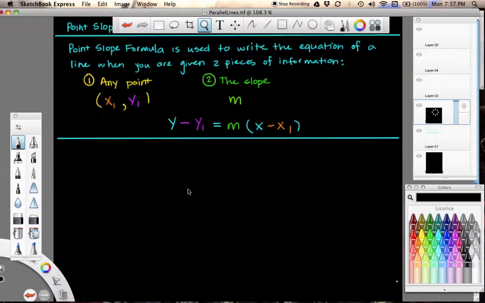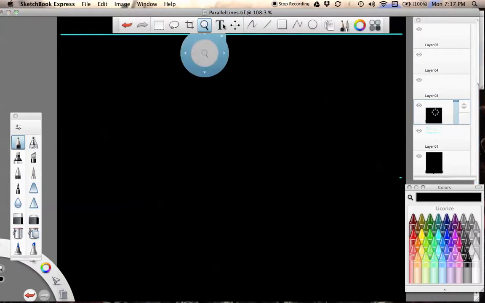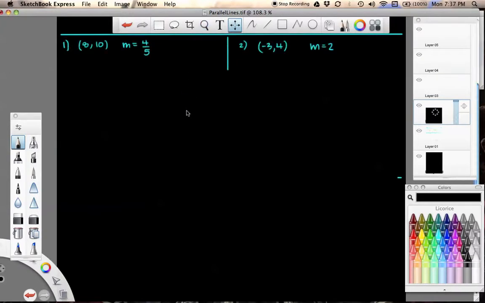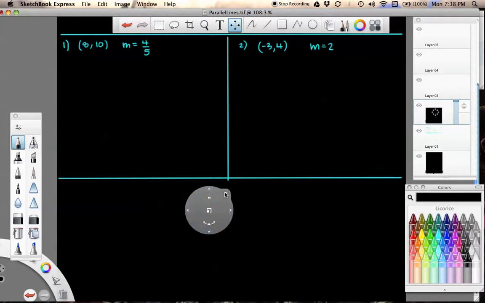All right, so we're going to go ahead and move on up, and we're going to scroll down slightly. So we're going to take an example question. Our first question in our 14s, 14 up and down, and also 14 left to right. Our first question is 8, 10, and m equals 4/5. So we have the point of 8, 10, and 4/5.